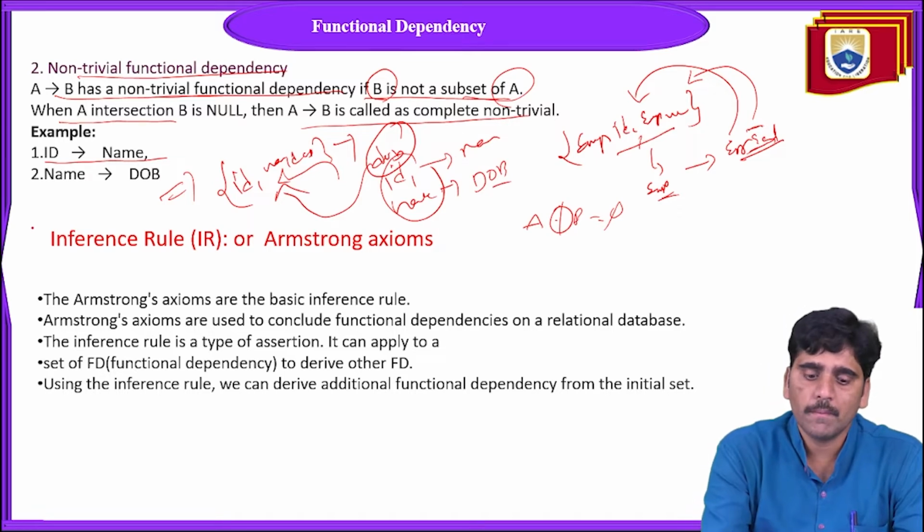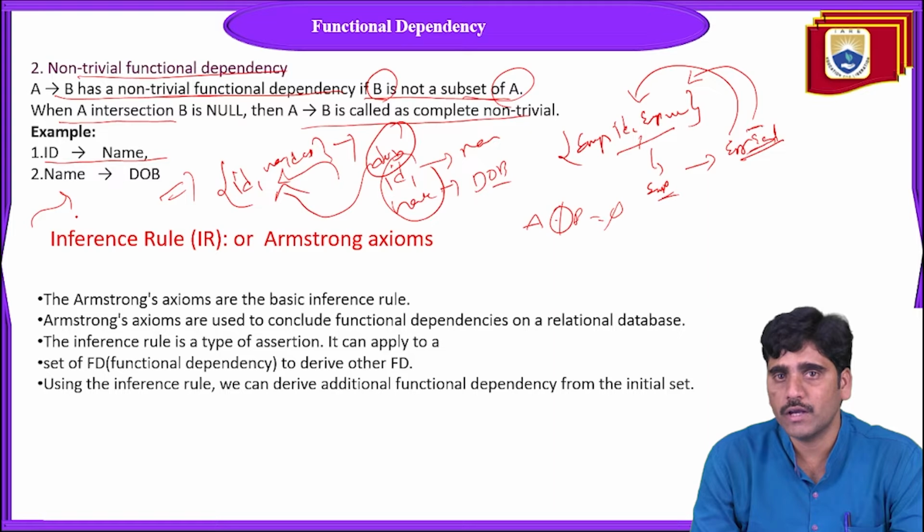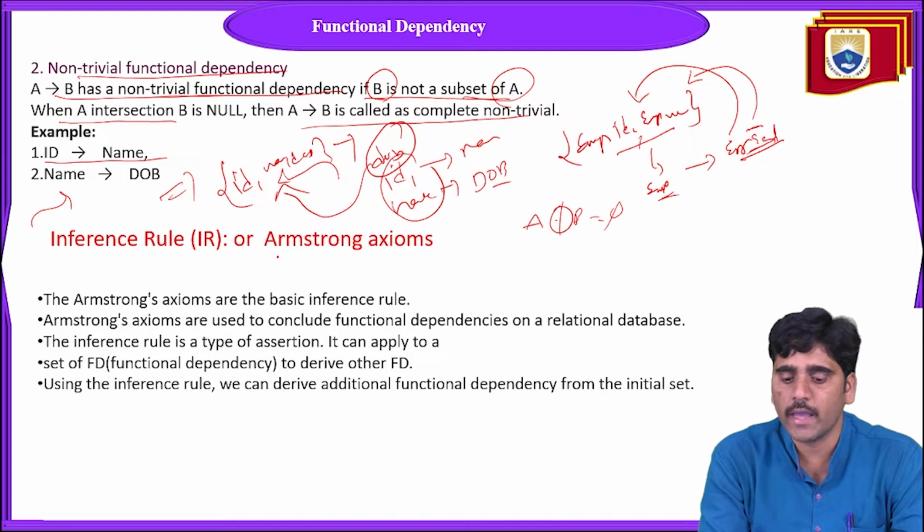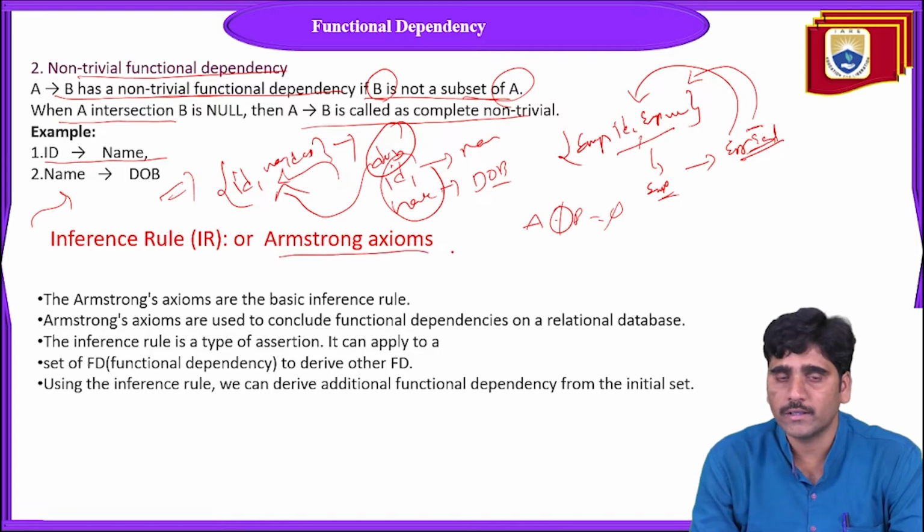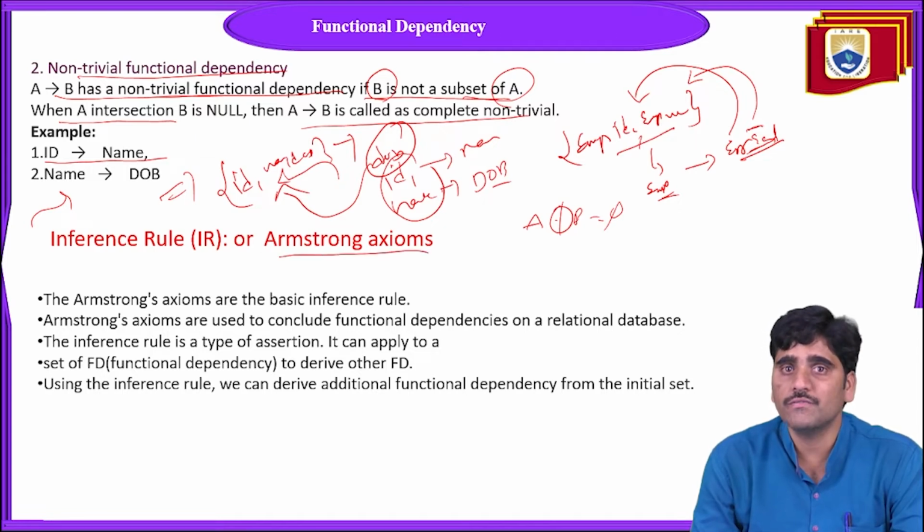By applying this to all the dependent or non-dependent values, we have some rules. Those are also called Armstrong axioms. We can say that inference rules are Armstrong axioms. So what are they, where do we apply them, and what is the purpose of applying them on the tables? We will see in this session.